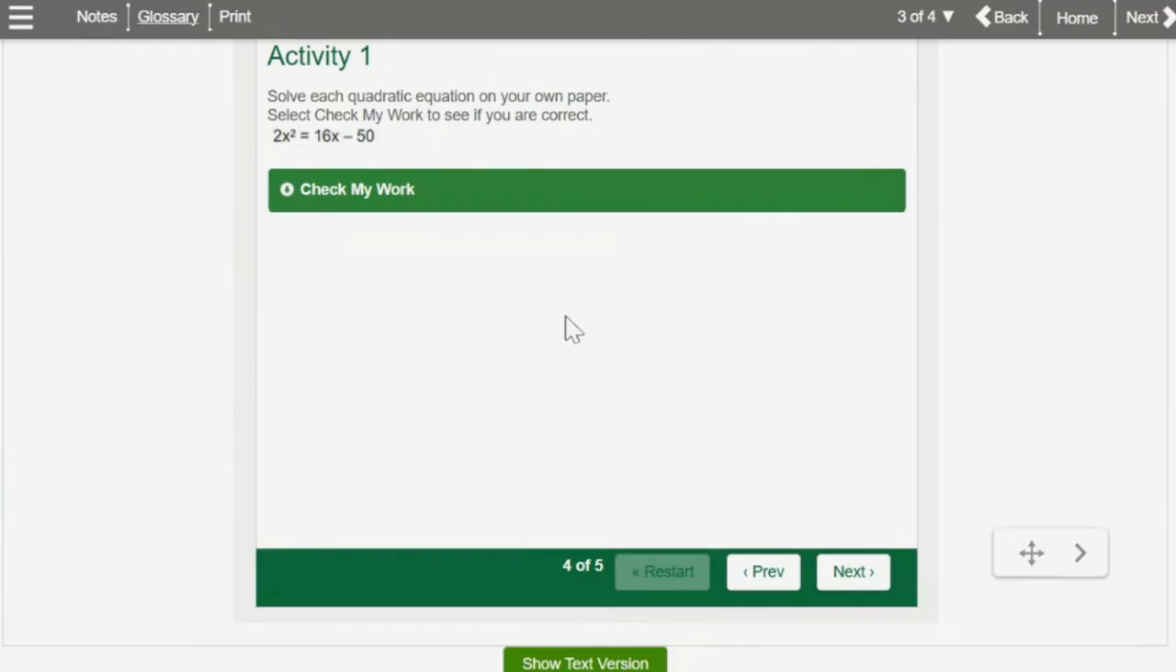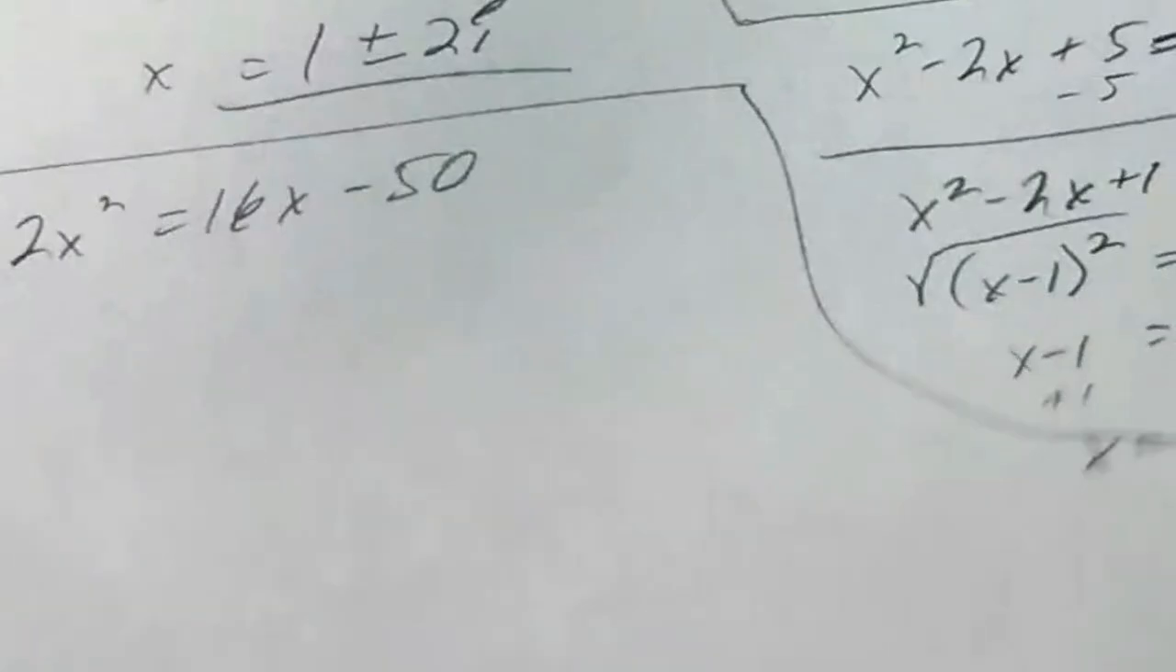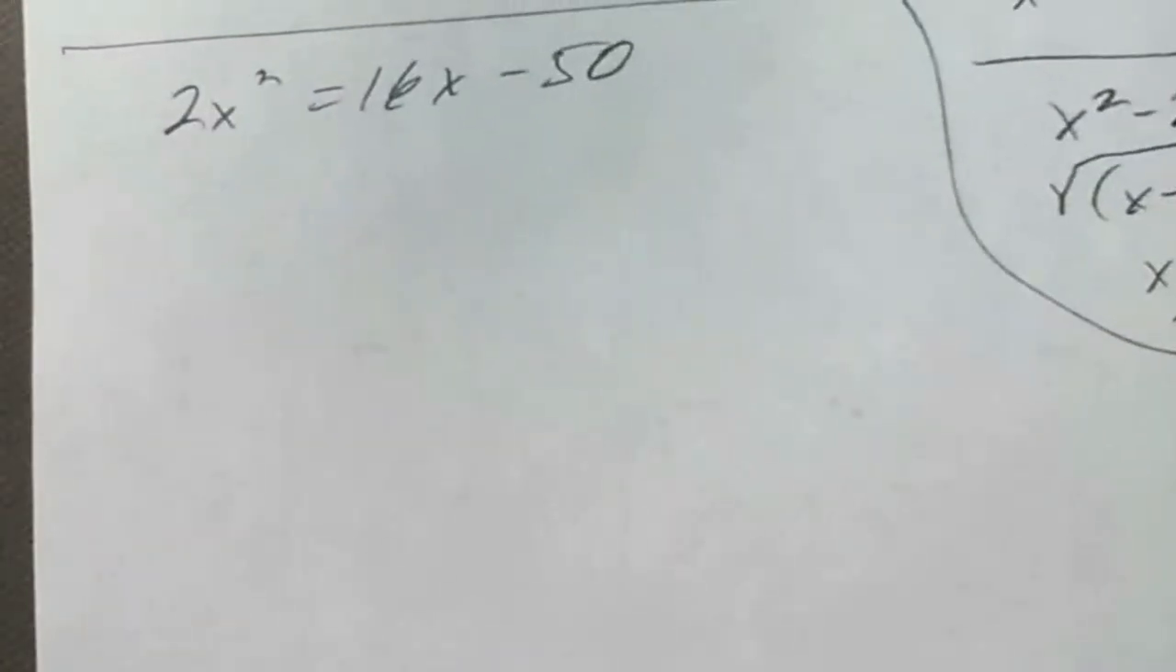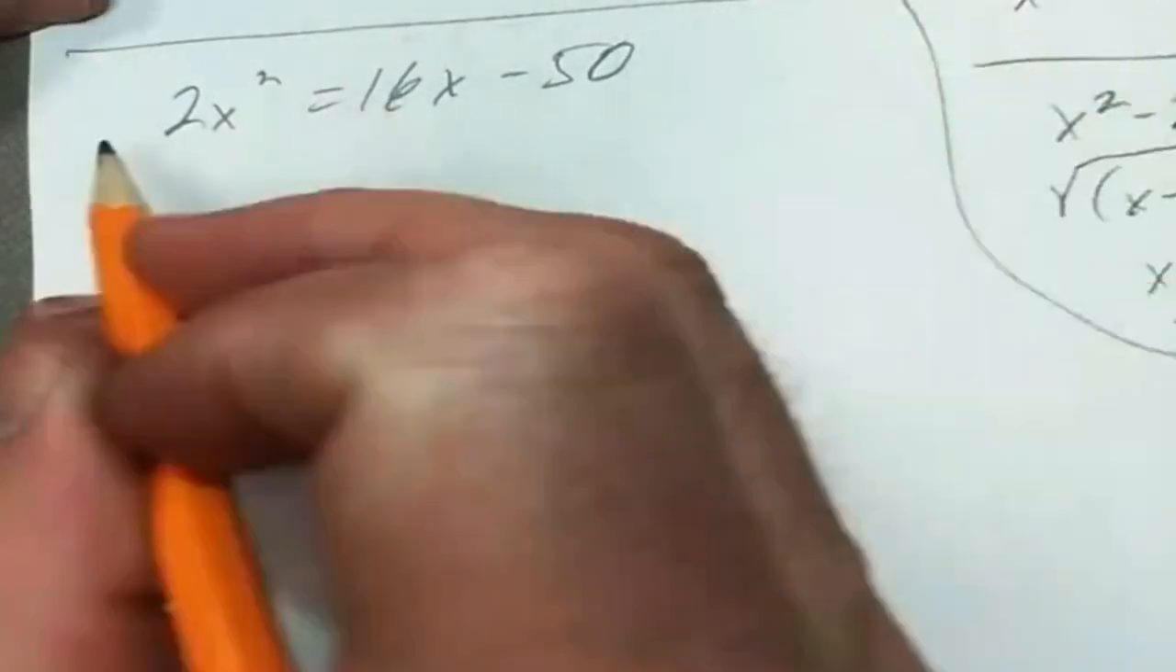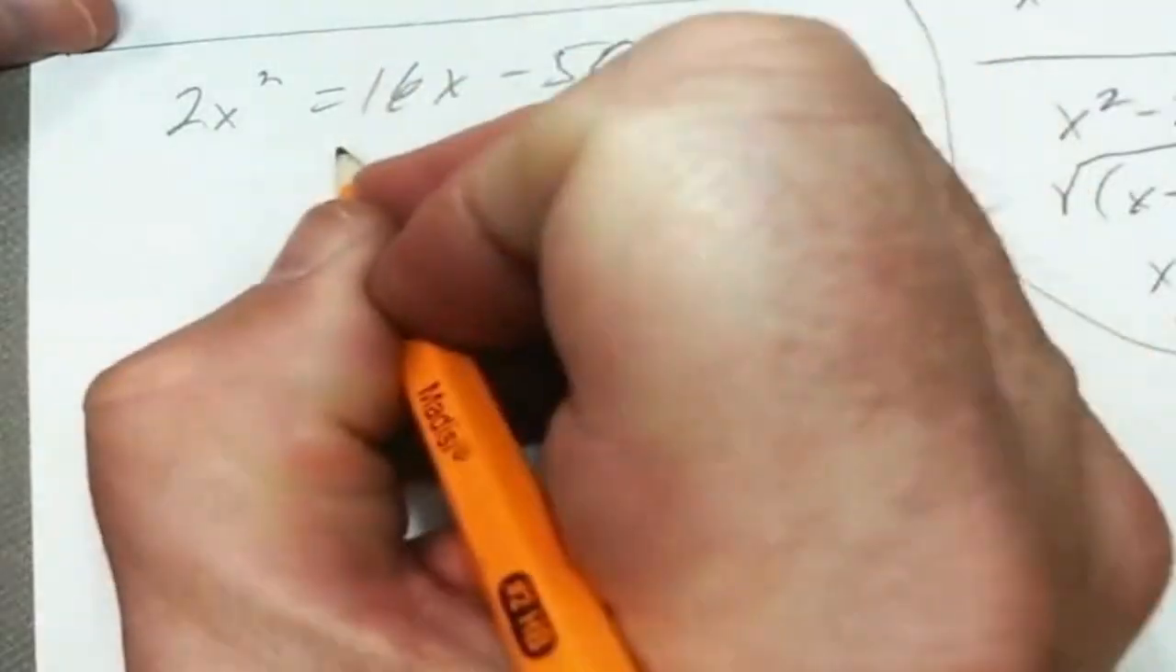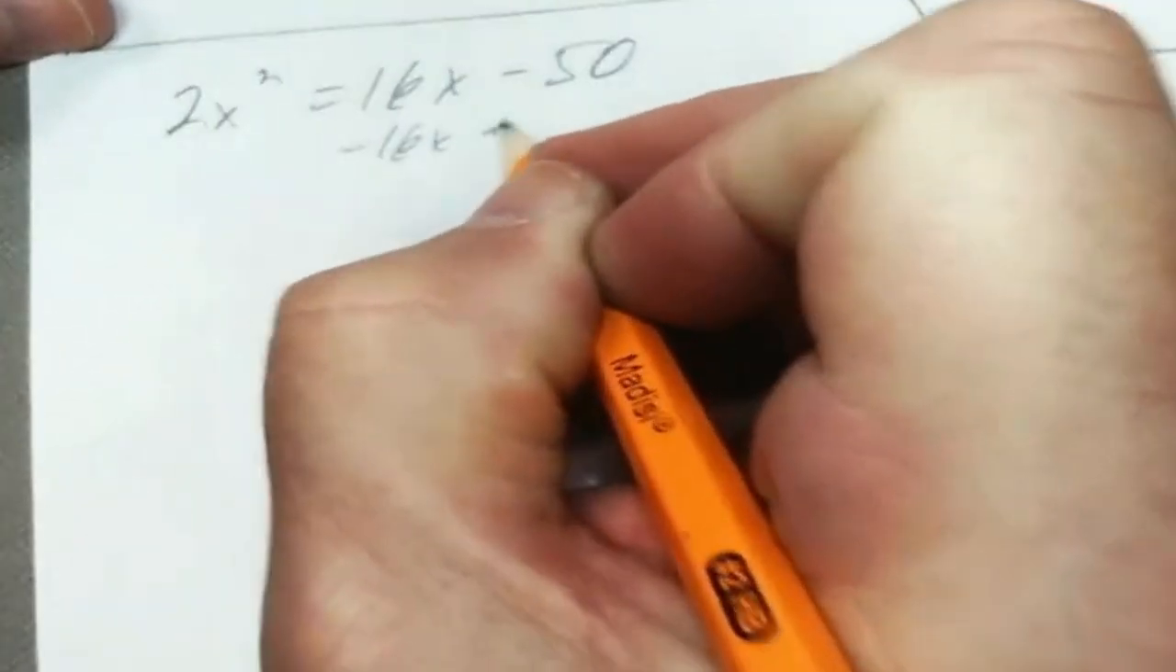That one looks interesting. Let's do this one. So we'll write this in our paper: 2x squared equals 16x minus 50. Now remember, we need to set it equal to 0. So we need to move the 16x and the 50.